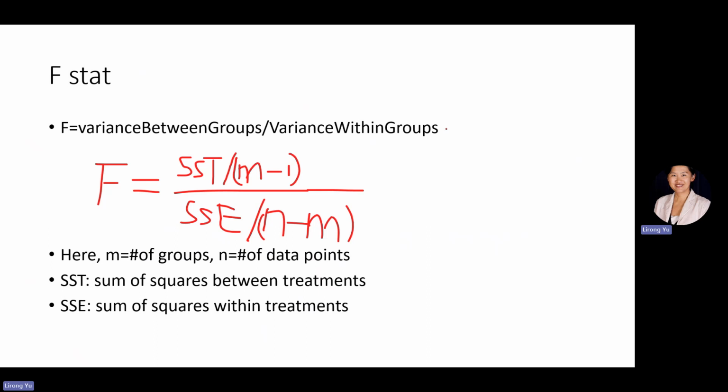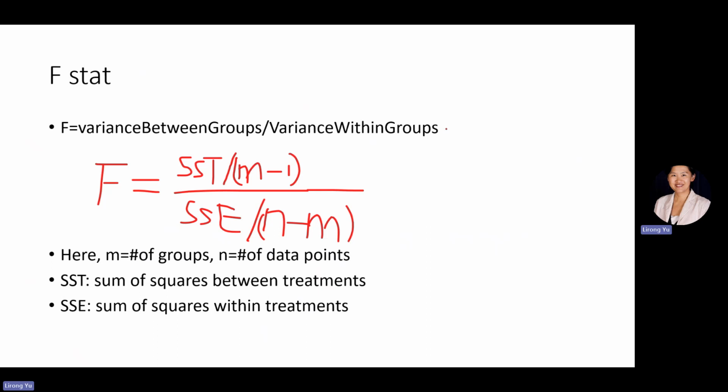So in this calculation of F, there are a couple of things we should know. The letter M is the number of groups. Sometimes I use K minus 1 for the variance between the groups. And then the denominator is n minus k or n minus m. N is the total number of data. So group 1, group 2, group 3, you add them all together, the total number of data you have, that's your n. If you have group 1, group 2, group 3, then your number of groups is 3. Those are some of the things you have to know before you do the calculation for F.